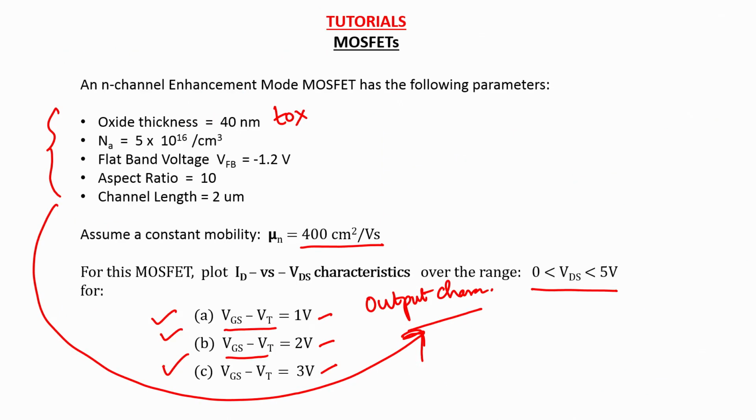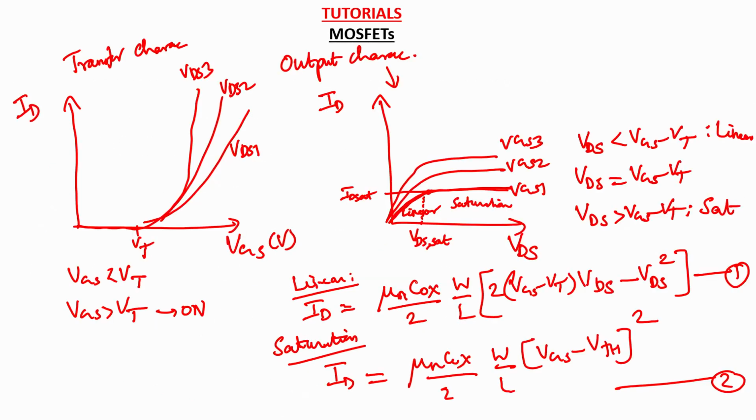So now just looking into this particular problem, where you are asked to calculate the ID versus VDS characteristics for the given device parameters. Looking at the equation, for this problem you need to find the current equations for various gate overdrive voltages in the linear region and also in the saturation region, and you also have to find out what the pinch off point is for each case.